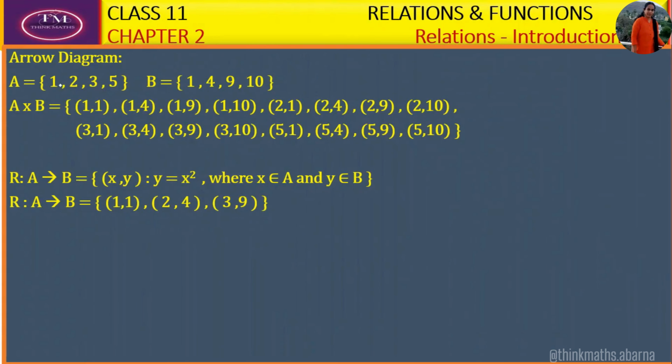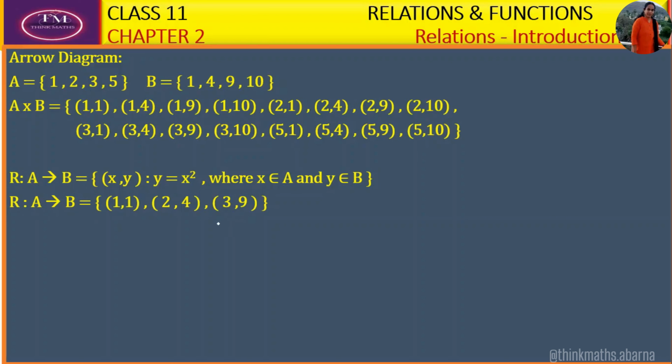Arrow diagram. The same example with set A is equal to 1, 2, 3, 5 and set B is equal to 1, 4, 9, 10. This is the Cartesian product between A and B. And the same relation is defined: y is equal to x square, where x belongs to A and y belongs to B. So we got the ordered pairs for this relation: 1, 1, 2, 4, 3, 9.